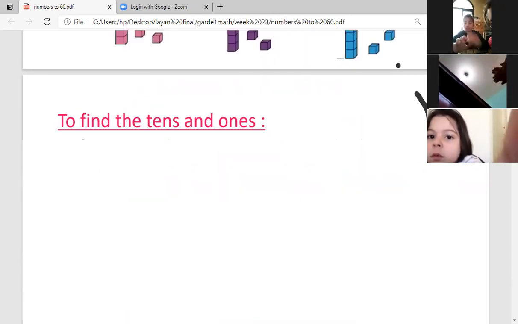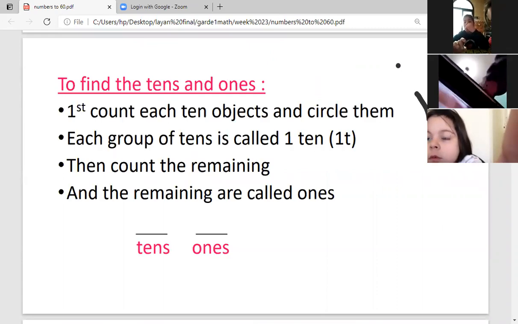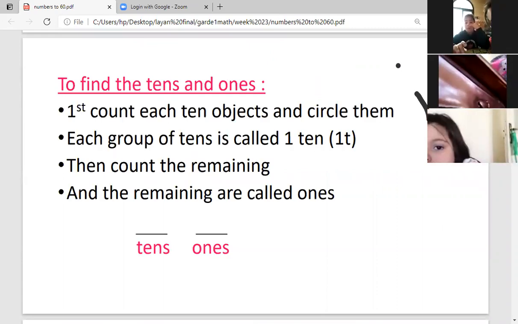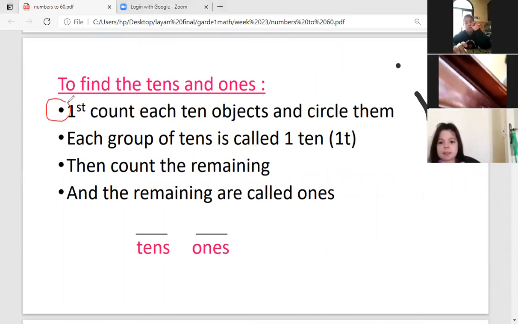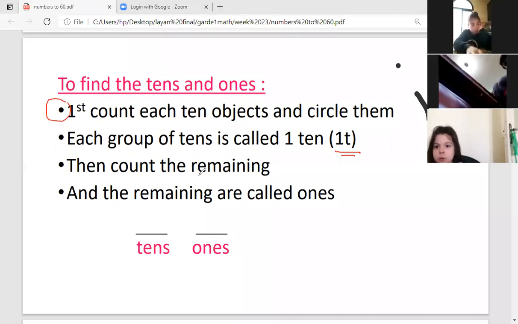So to find the tens and ones, the first step is to circle each 10 objects. We circle them and write above each circle 1 ten. Then we count the remaining. Please stop writing on that chat. I'm explaining.